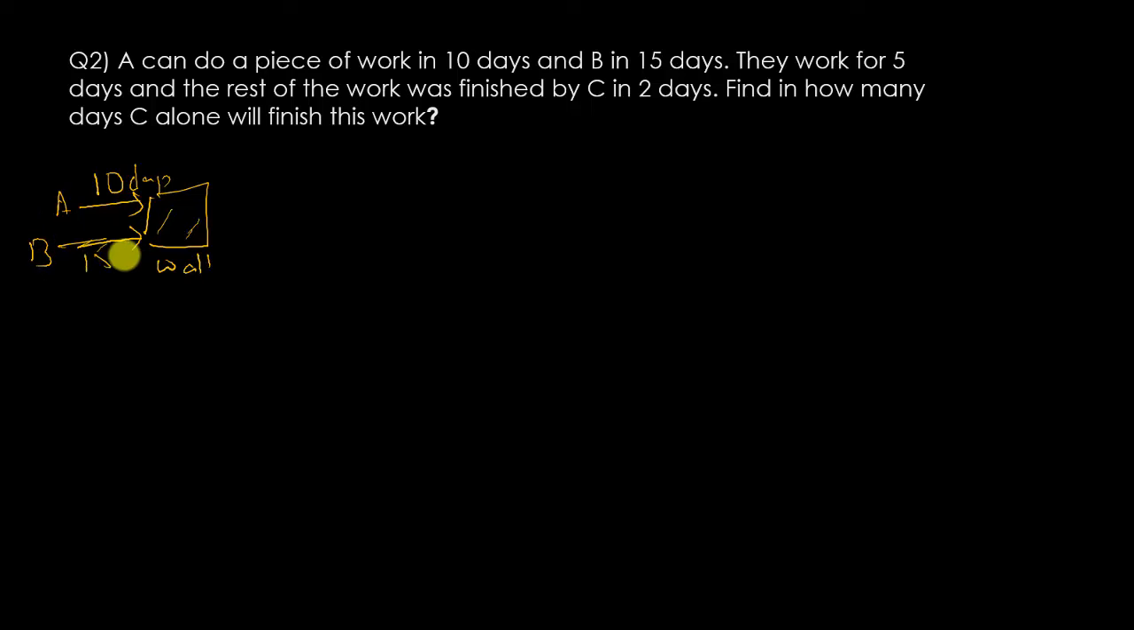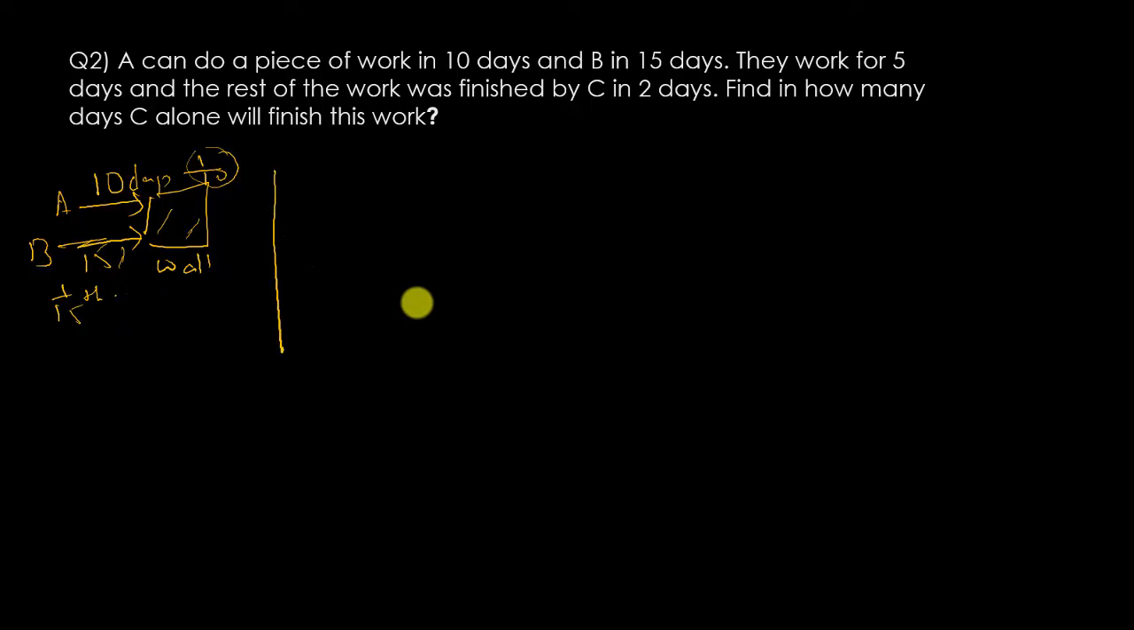He takes 15 days, working 1 by 15th of the work per day, and A is fast. He finishes 1 by 10th of the work per day. That is, he does more work per day, and B is slow. He works only 1 by 15th work per day. Now they work for 5 days.